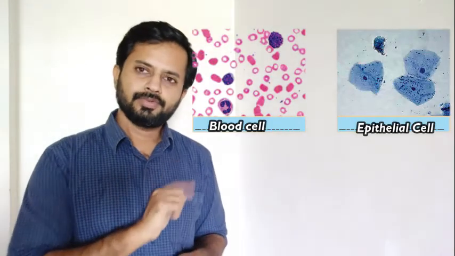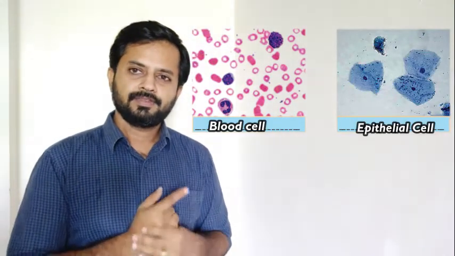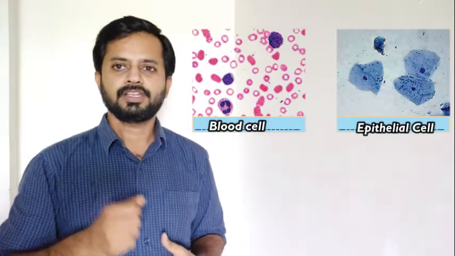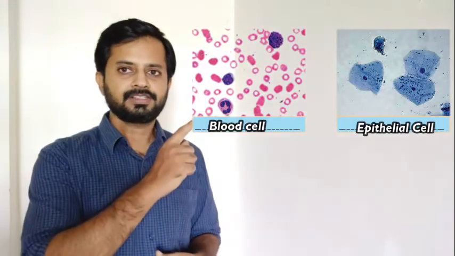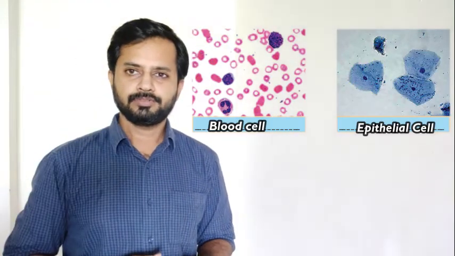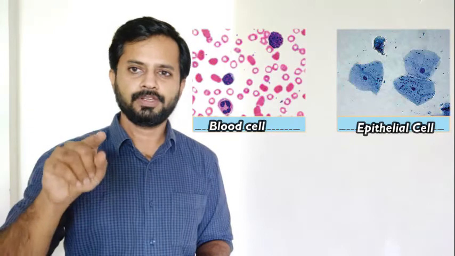So in your textbook you can write the answer. One is blood cell and the other one is epithelial cell. Blood cell and epithelial cell. So write down this answer in your textbook. Make sure you are pausing the video while writing the answer.